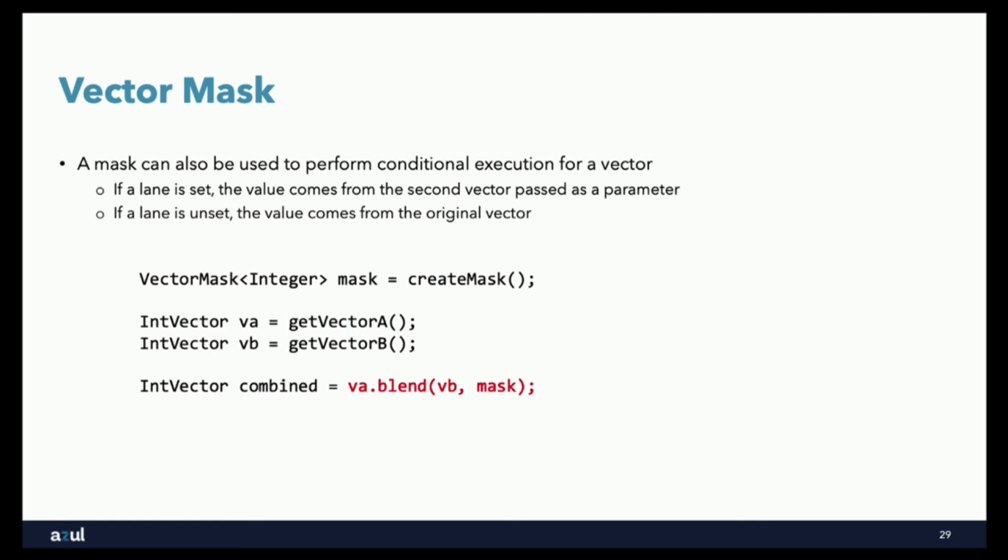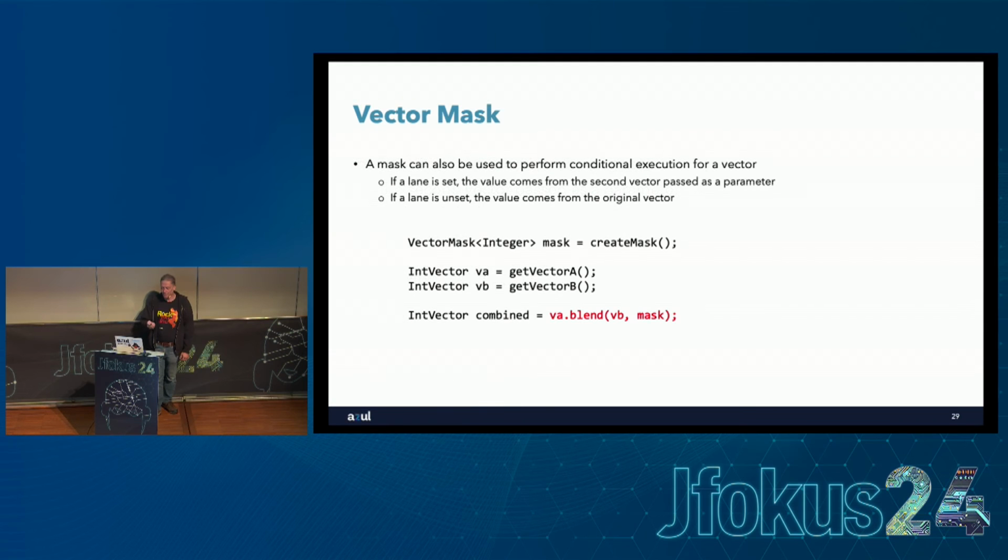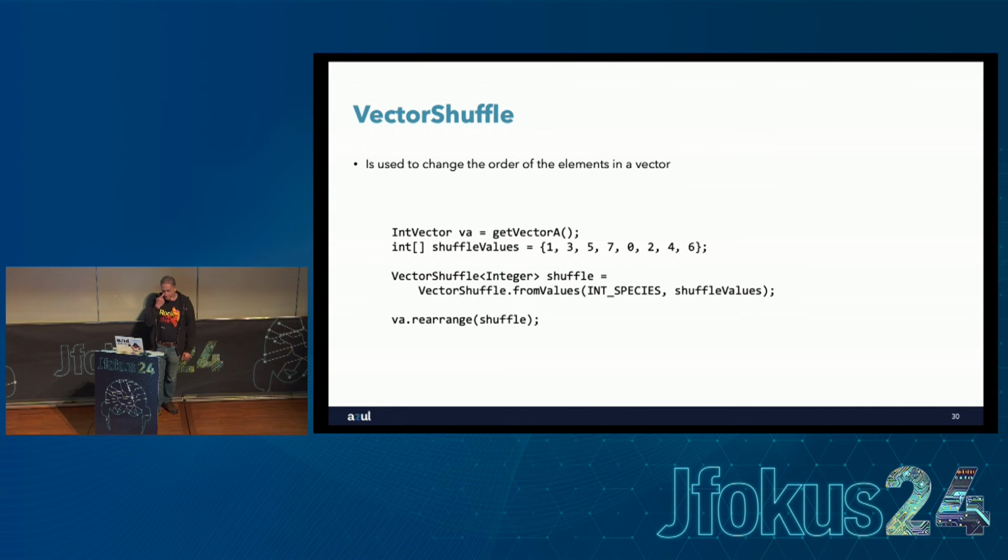So if we set the bit in the mask, then the value will come from the second vector, and if we unset the bit in the mask, then it comes from the original vector. So false basically means take it from the first one, true, take it from the second one. And we can use this method called blend, which will blend 2 vectors using that particular mask. Again, fairly straightforward, but allows us more flexibility in terms of what we're going to be able to do.